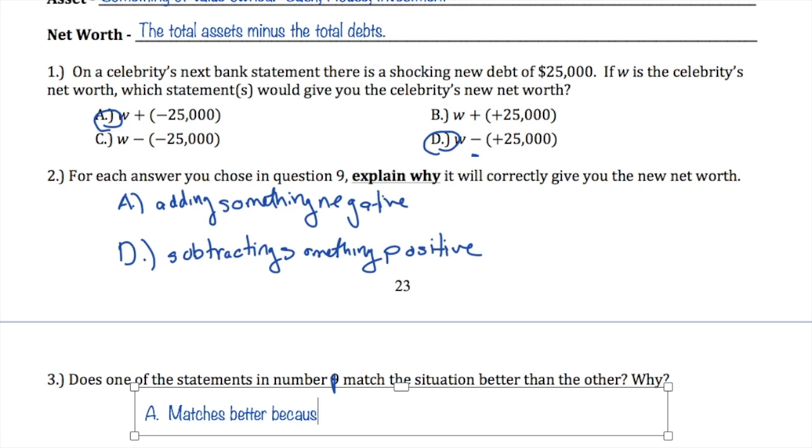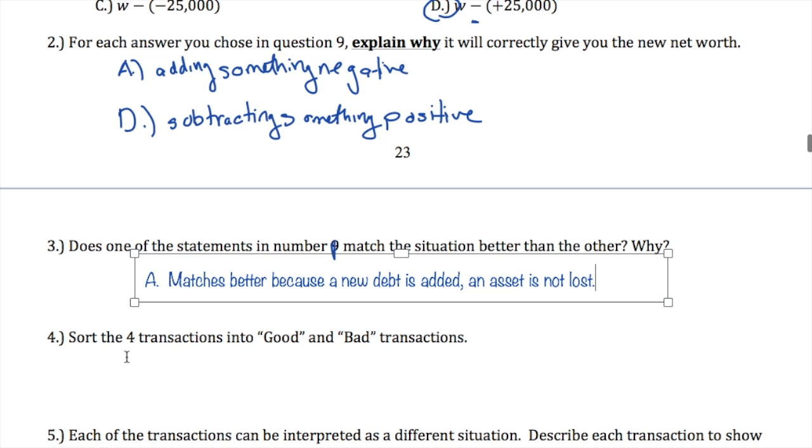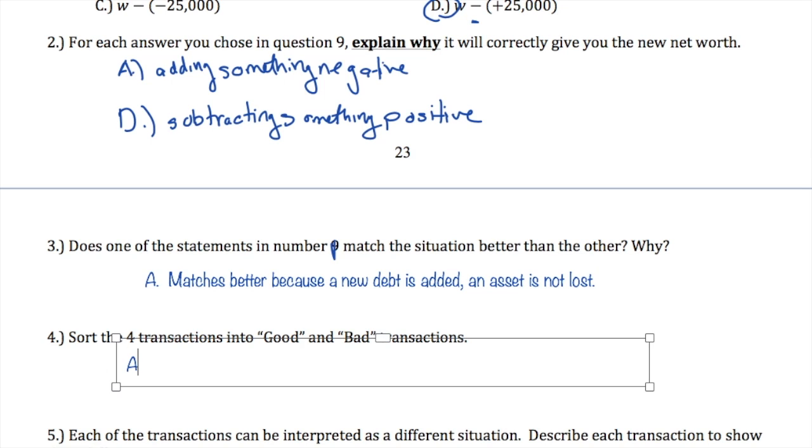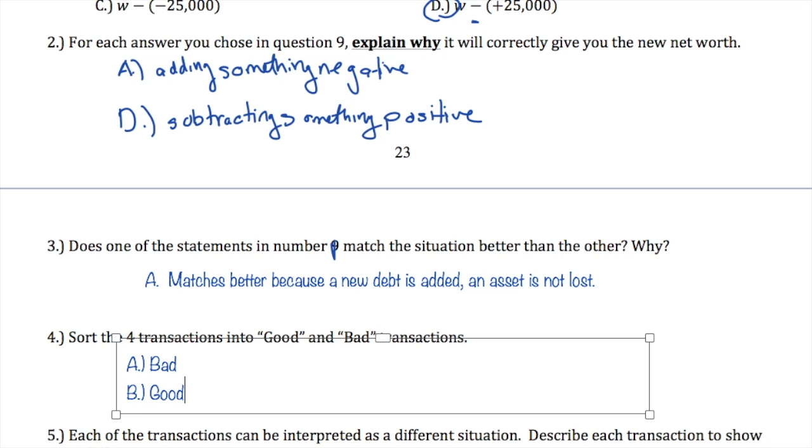If you think about inside parentheses, it's a -$25,000. That -$25,000 is the debt. It's negative, but we're adding it on, something new that just came to be. So we want to go ahead and try to categorize these 4 statements as good or bad. We just said A is bad.